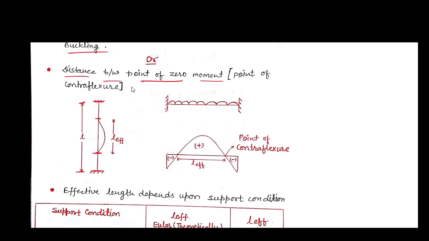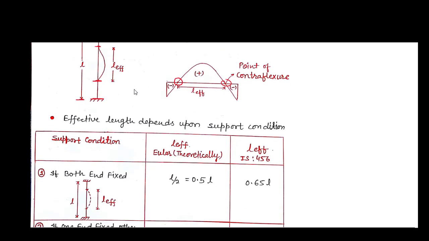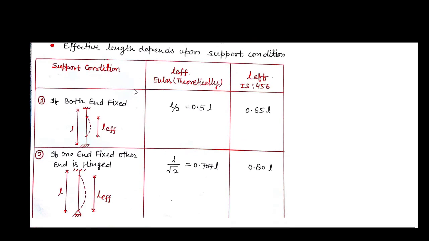In this figure you can find the point where there is zero moment, or where the sign convention of moment changes. Effective length depends upon the support conditions. There are some support conditions given here, and according to that L effective is given in two parts: first theoretically, and another one is the IS 456 part. We will always take from IS 456.